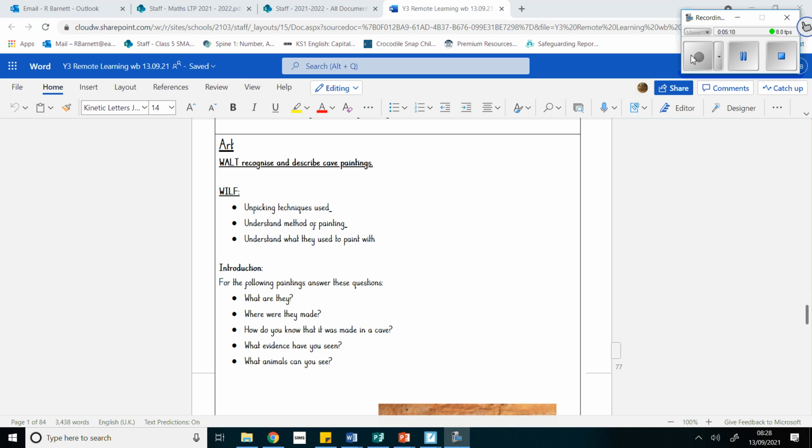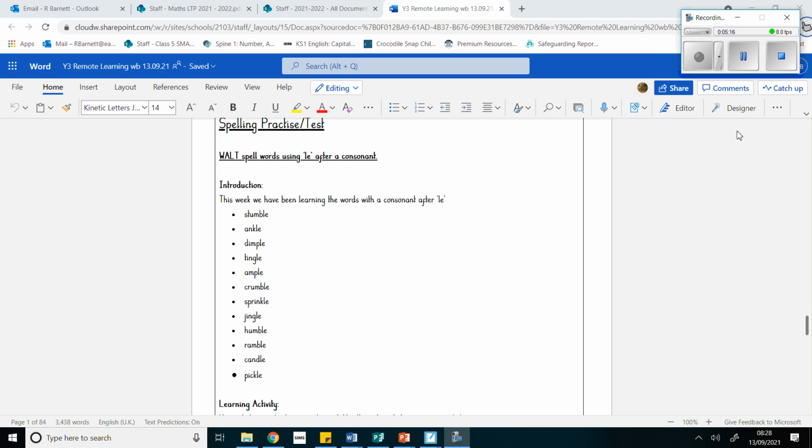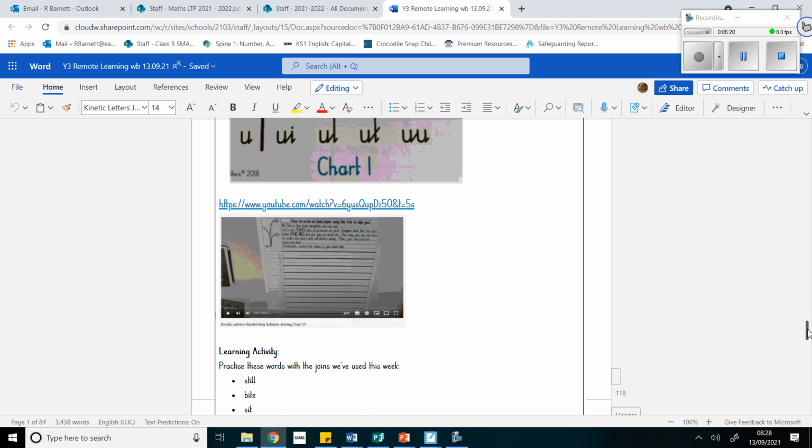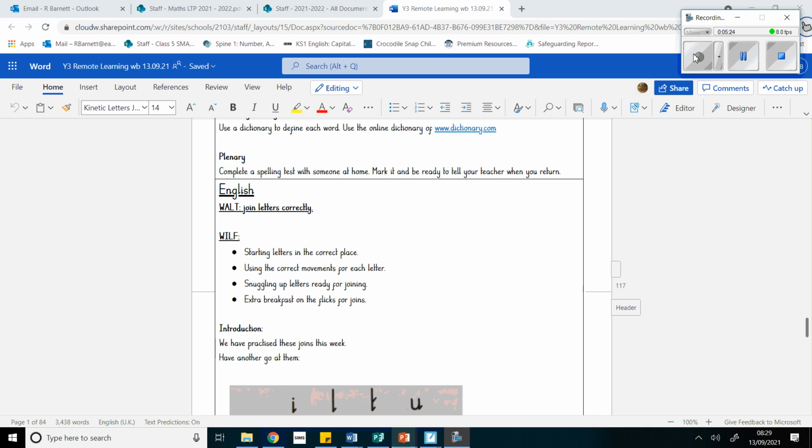For art, you're going to be recognising and describing cave painting, which is linked to our topic, the Stone Age. And then finally, coming to Friday, we're starting off with a spelling test. Moving into English, which is joining letters correctly.